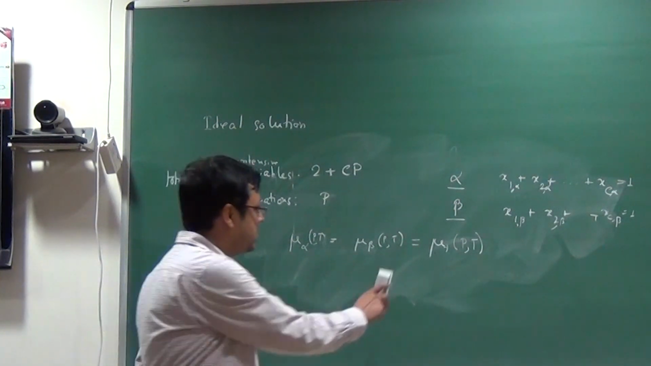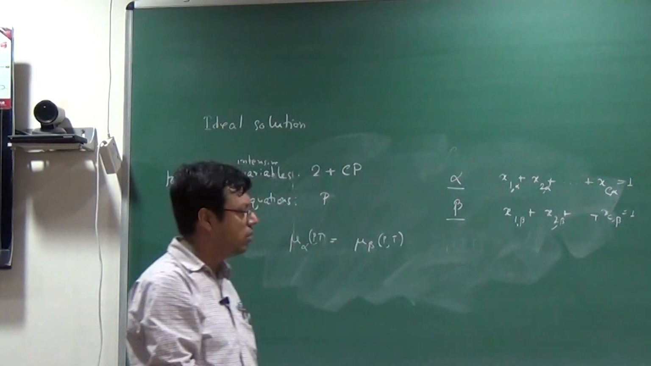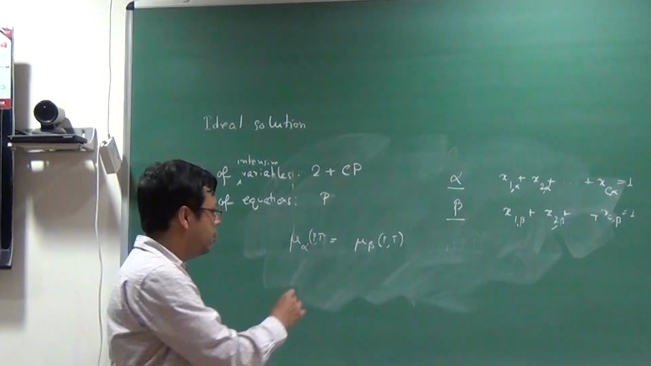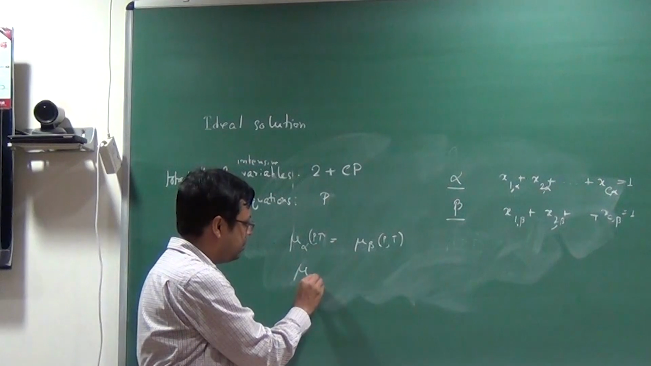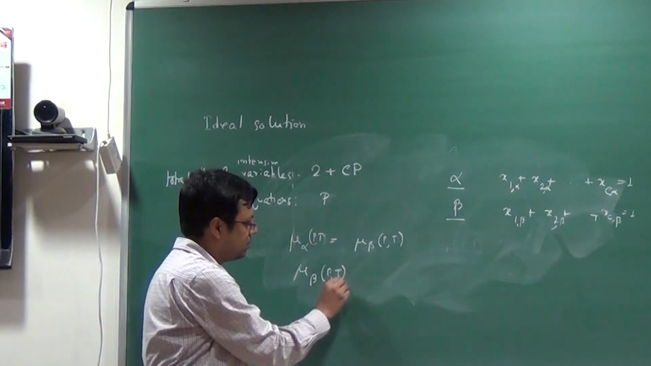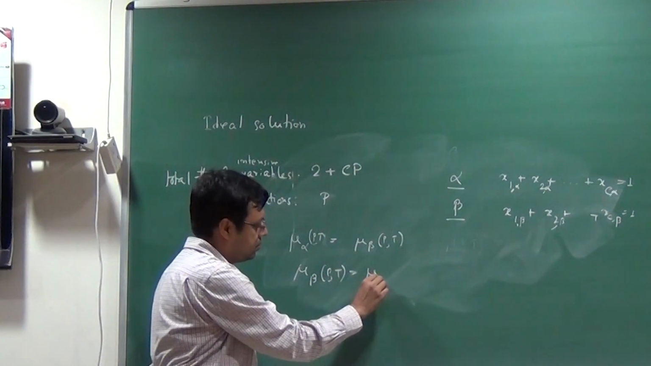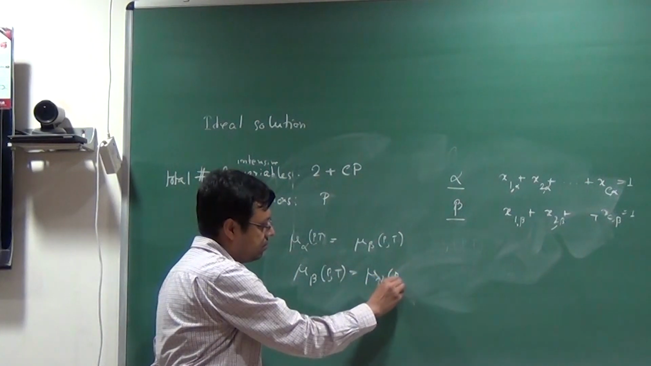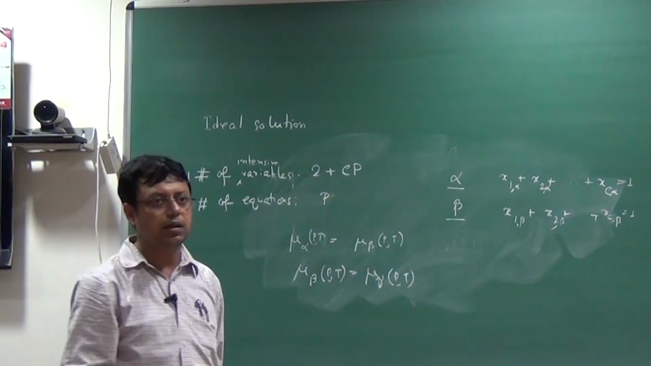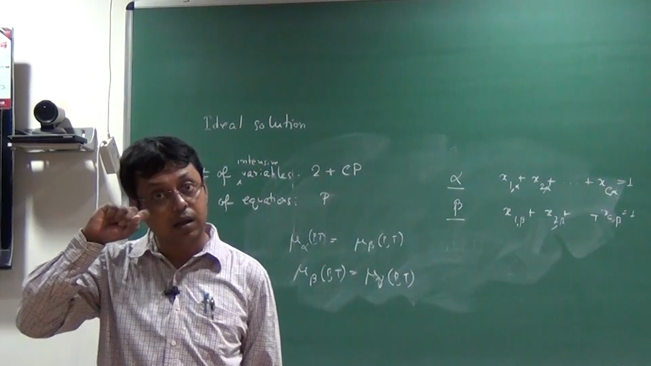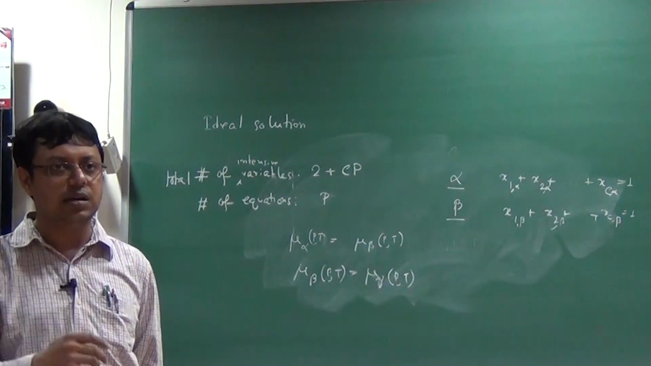So when alpha and beta are in equilibrium, I have an equation. When beta and gamma are in equilibrium, I have some equation like this. Something like that. Clear? So basically the chemical potentials are equal.